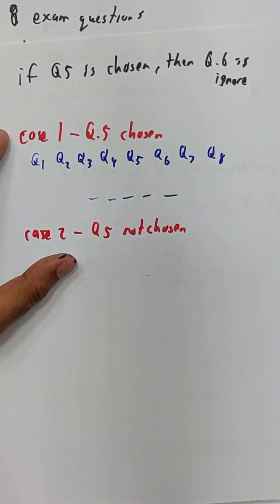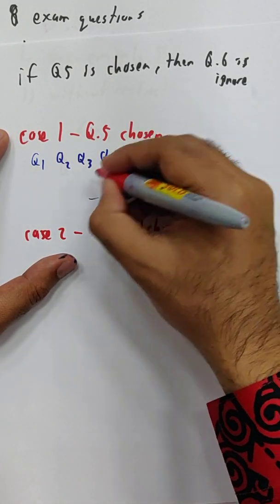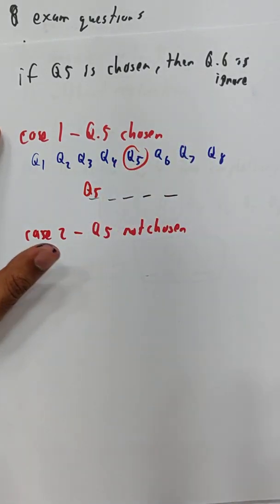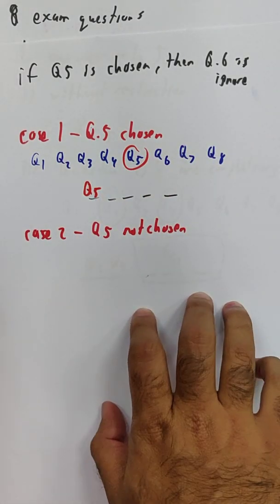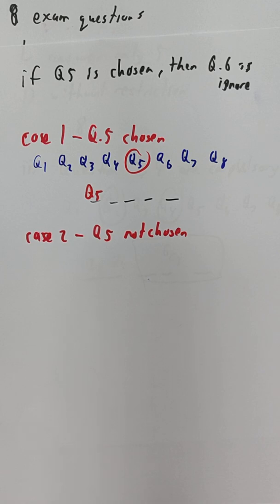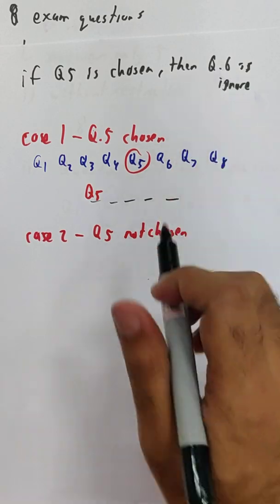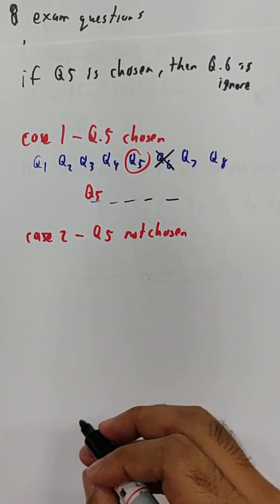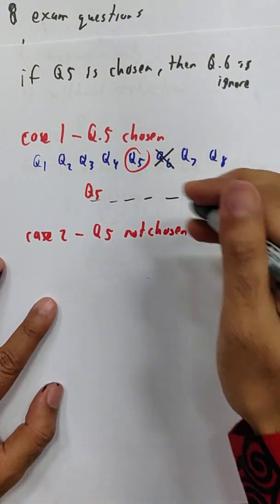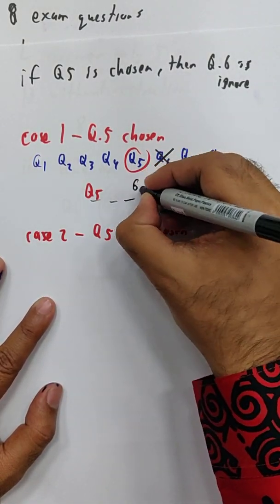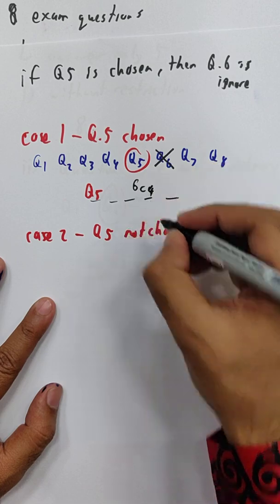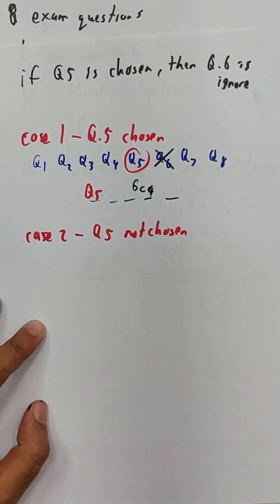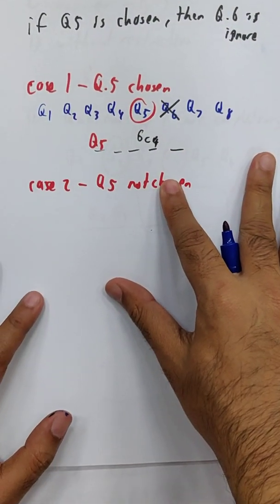And question 5, I've already chosen it. So question 5 is already here. Now, how many questions do I have left for another 4 of them? 7. 6. Why 6? Why not 7? Because question 6 is ignored. You cannot choose question 6 anymore. Now you have only 6 left. So it's going to be 6C4. Understand? This one you need to be careful with your illustration.